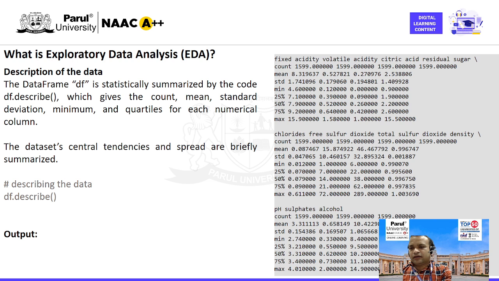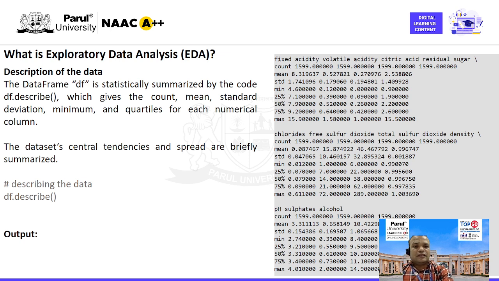Description of data. The data frame df is statistically summarized by the code df.describe, which gives the count, mean, standard deviation, minimum, and quartiles for each numerical column. The dataset's central tendency and spread are briefly summarized. So for describing your data, we use the describe function, df.describe, and we'll get the answer. It looks like this. You can see at the right hand side.